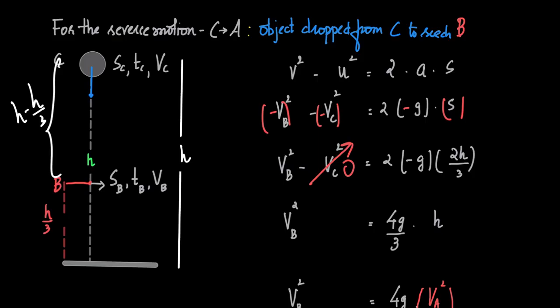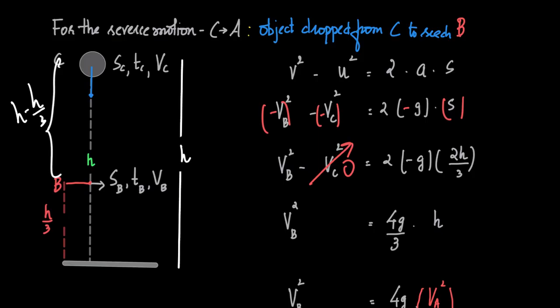Why? Because if I write this, I will get VB square is minus 4gh by 3, and you cannot find the square of a negative number unless we're talking about complex numbers and JEE maths. Velocity can't be complex. What is that?